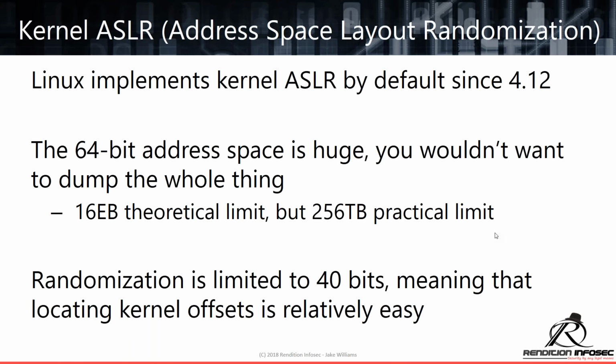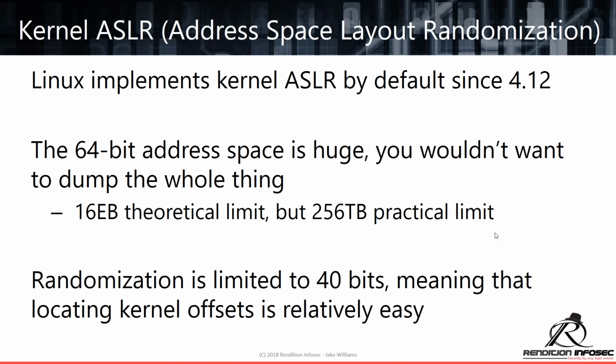ASLR will go and randomize those addresses. We need a way to identify where the kernel is actually mapped into physical memory. And here we see that randomization is limited to 40 bits. Now, I know initially that sounds absolutely huge. 40 bits is, well, heck, it's greater than the whole x86 address space, right?